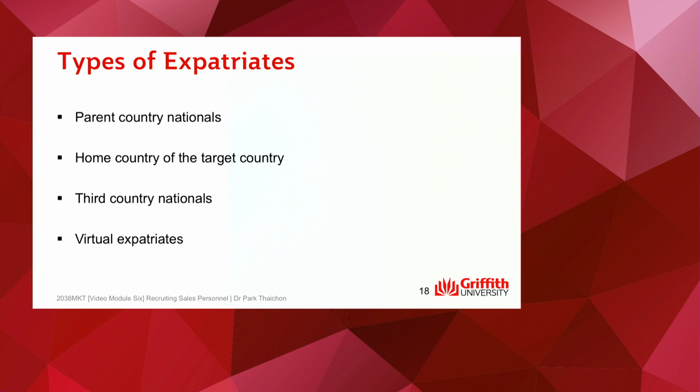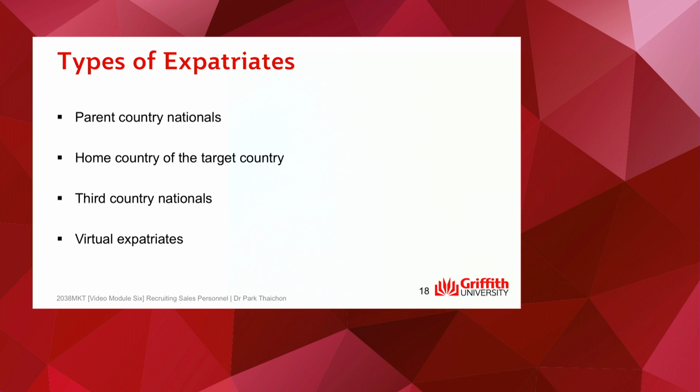The third one is called the third country national. This would be, let's say, a Vietnamese person who got US citizenship and comes to Thailand to work for a US company. So that is a third country national. The fourth one we call virtual expatriates. These are the people who use the internet or other advanced types of communication from the home country headquarters or from overseas. Basically, someone who works from another country, like when we outsource some IT department to, let's say, India or something like that.